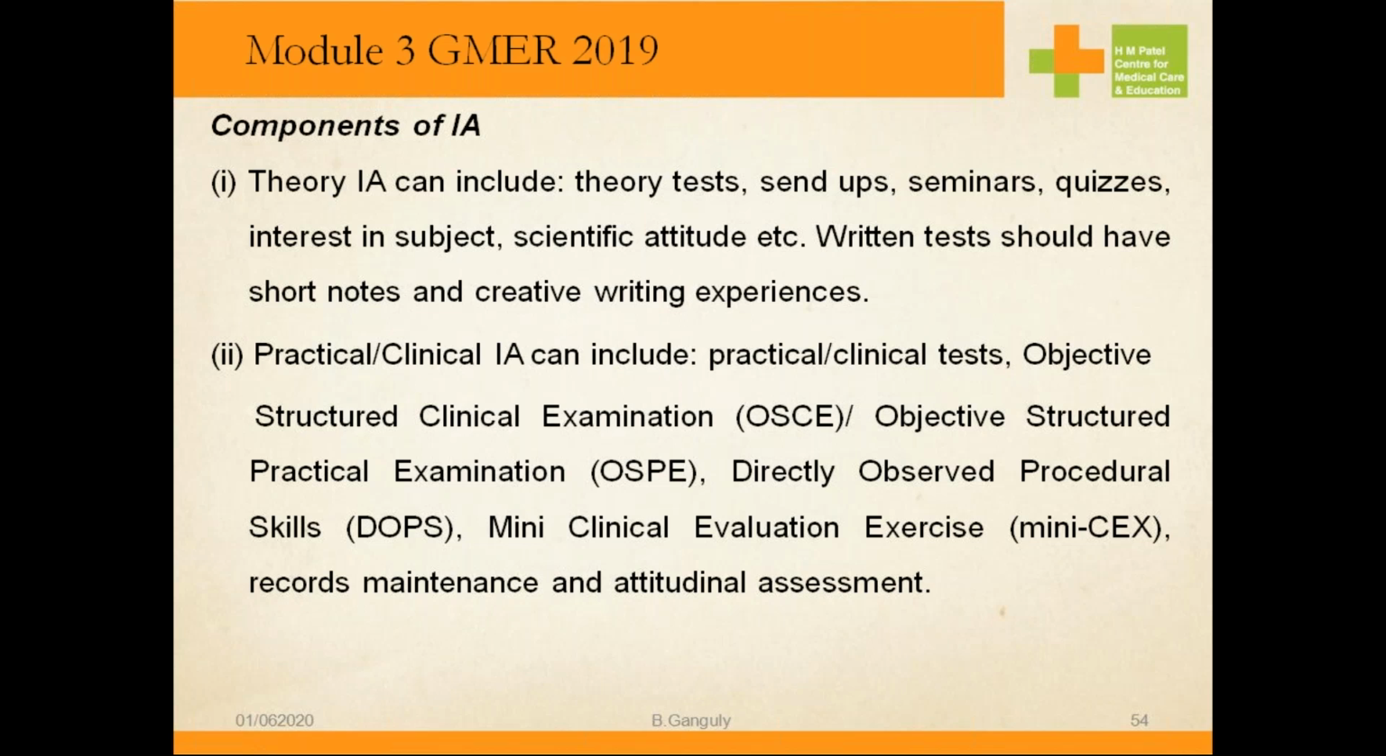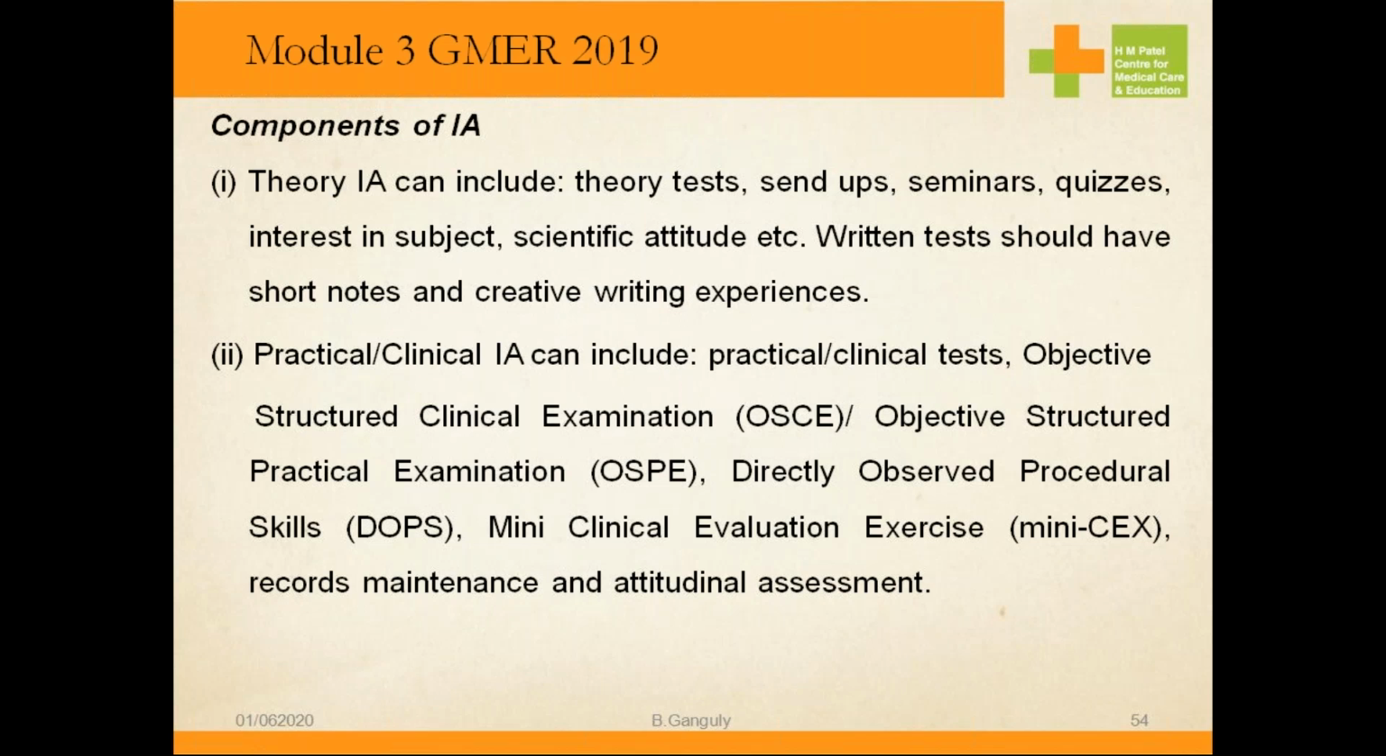The students will come to you. What are the probable questions? What are the suggestions? Okay, even for the formative examination. So that is something which we have to avoid consciously.